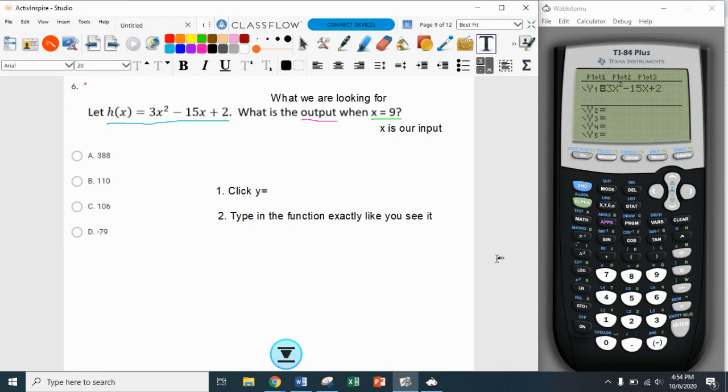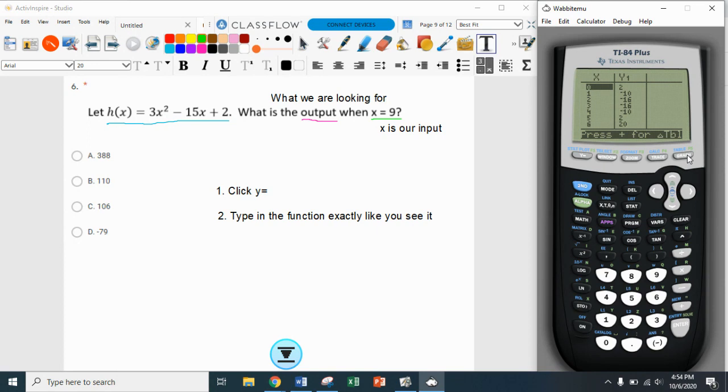After I've typed in the function, now I need to figure out what does this function equal when x is 9. Here I have some options, but what I'm going to tell you to do is go to the table. We're going to look at the table. To get to the table, we're going to hit second, the blue button, second graph. So again, hit second and then the graph button to go to a table. I'm going to make a note. To go to the table, we hit second graph.